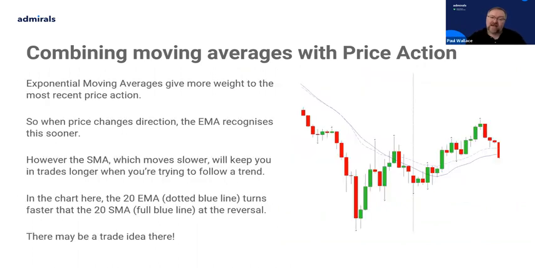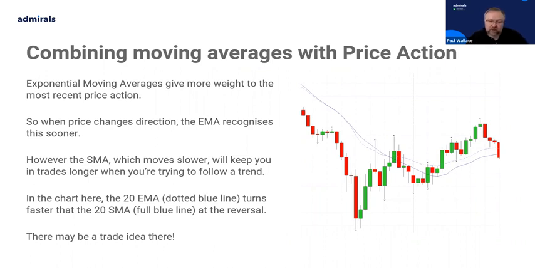And as I said, you could debate that for the rest of your days if you wish. What we're really trying to understand is that exponential moving averages give more weight to the most recent price action. So when price changes direction, an EMA will recognize this sooner. That can be very helpful. However, the simple moving average, which moves slower, will keep you in trades longer when you are trying to follow a trend.